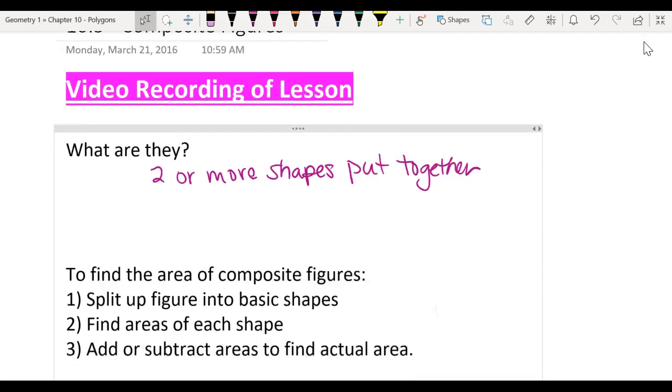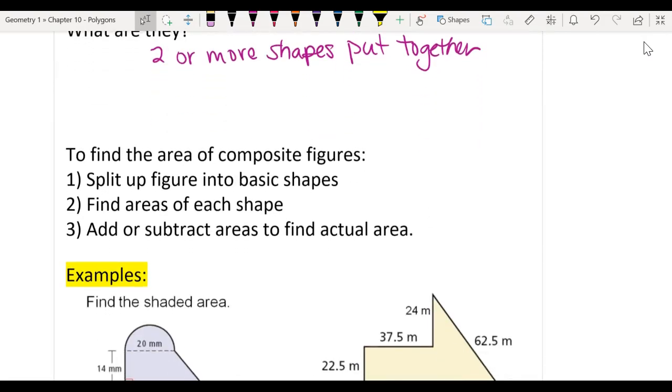To figure out the area of composite figures, you need to split your figure up into the basic shapes. So for example, this one we'd have to split it here. This one we'd have to split it here. So you have to split it up into your two shapes. You're going to find the areas of each shape separately, and then you add or subtract your areas to find the actual area.